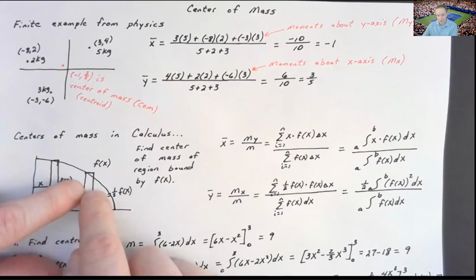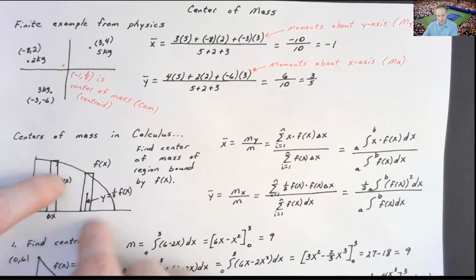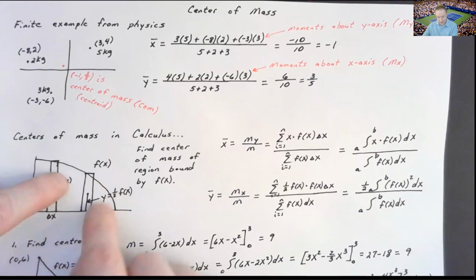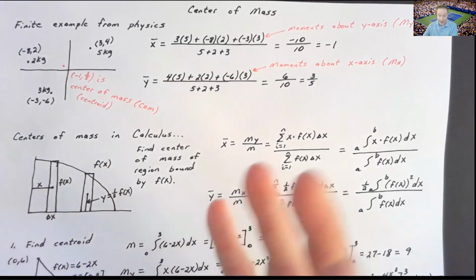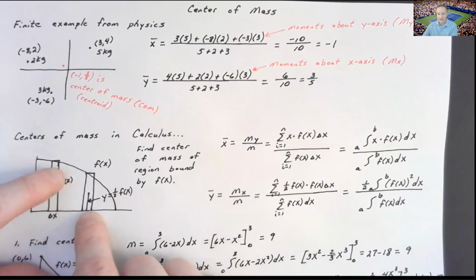That's representative of the average distance in this rectangle you are from the x-axis, times the amount of material at that point. That's the area of the rectangle, which is f of x delta x.